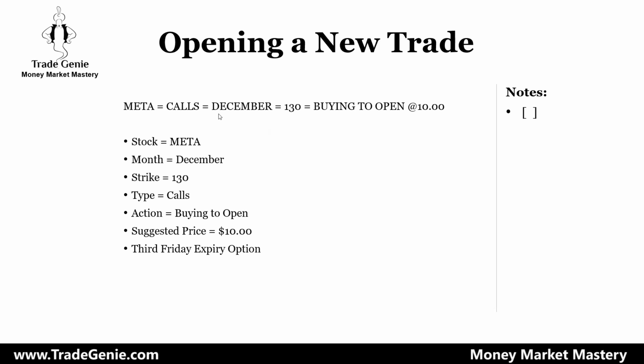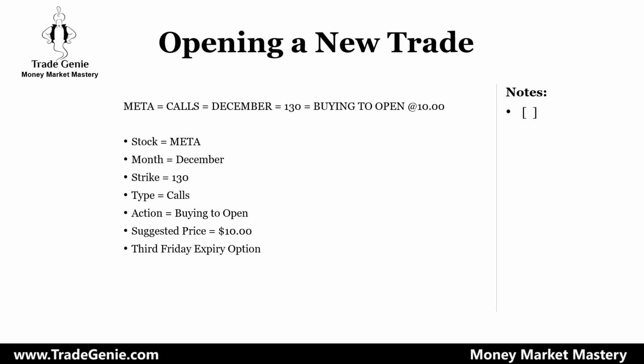So I send you this alert, December, buy 130 calls at $10, and in the email it will explain the stock is Meta, month of December, strike is 130, type call, and your action, what action you need to take, buy to open. So when we buy calls, we say buying to open. When we sell the calls, we sell to close. So these are the two.